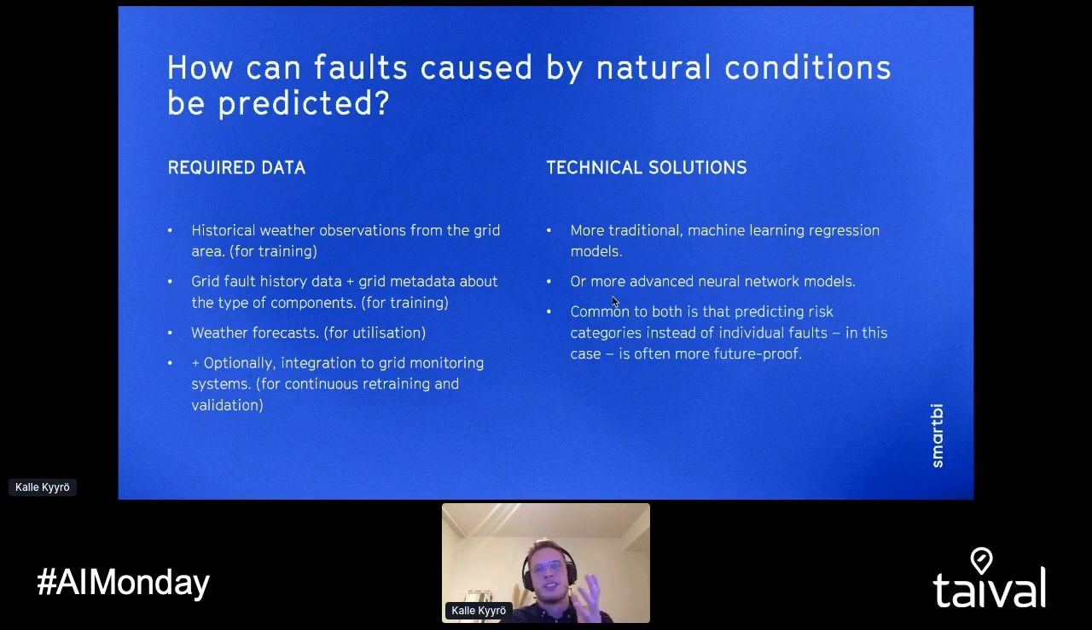But what I think is common to both approaches is that when we are predicting natural damages to the grid, it usually makes more sense to predict risk categories for the grid instead of trying to predict individual faults. All natural events, all storms are different, and it may be very difficult to predict individual faults from natural conditions, but rather it makes sense to predict risk categories.